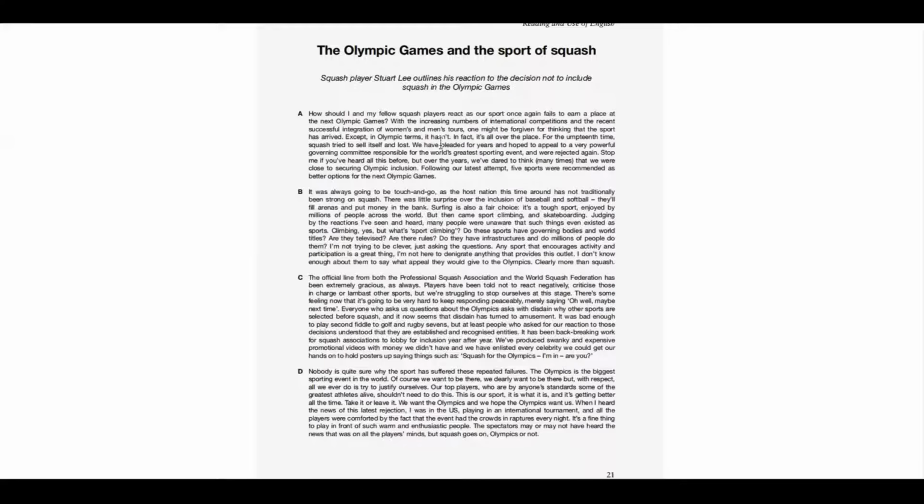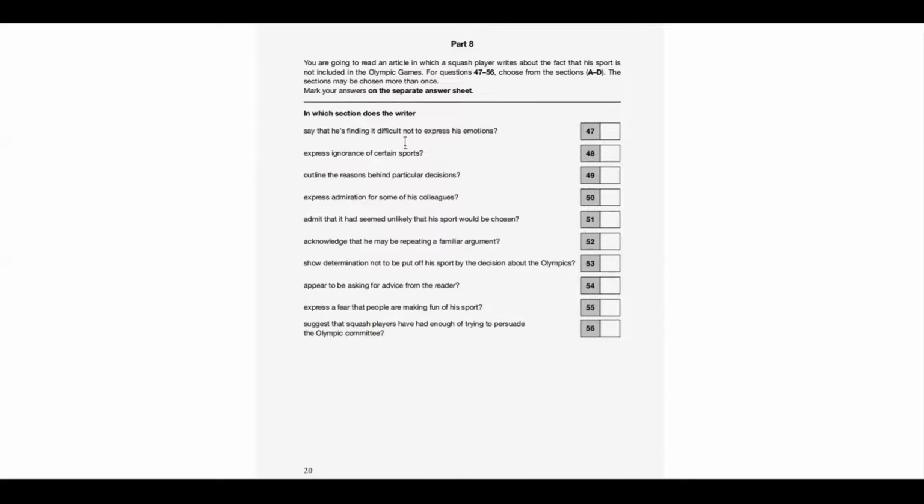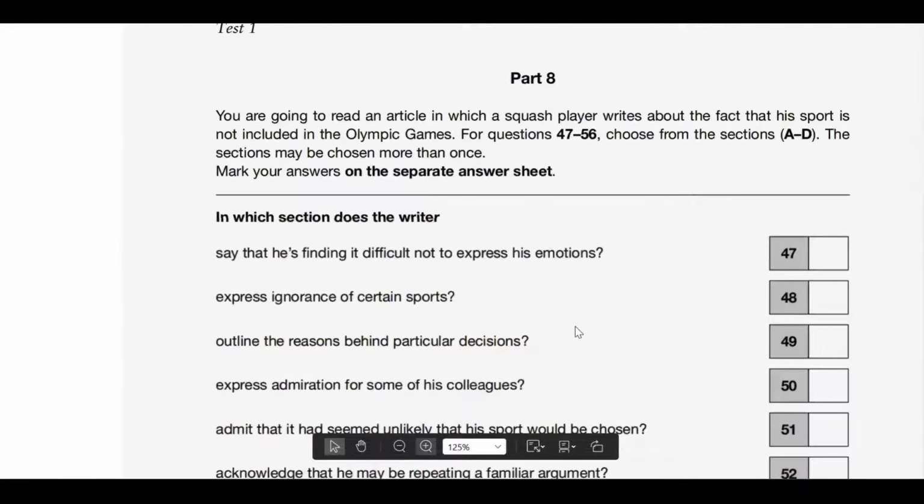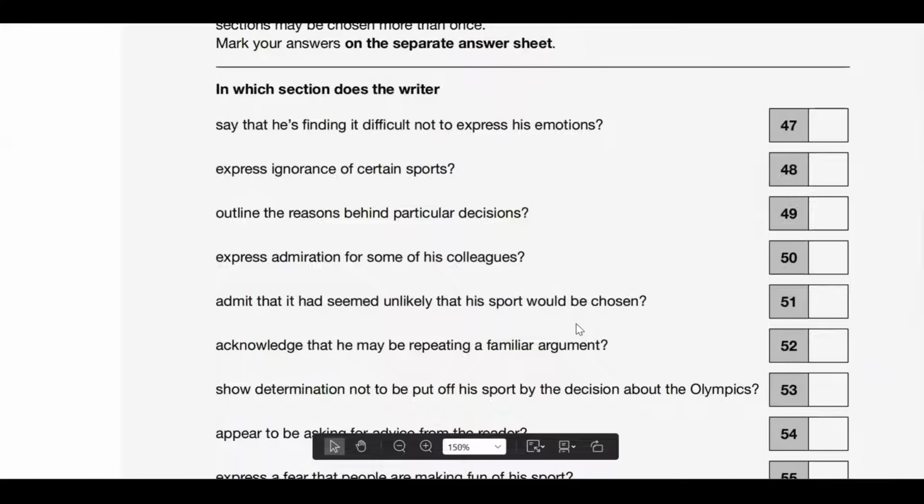So before reading A, B, C, and D, I would definitely suggest looking well at each of these questions, understanding well what each question is asking, and if it's necessary, highlighting keywords because these will give us essentially the answers to be looking for.